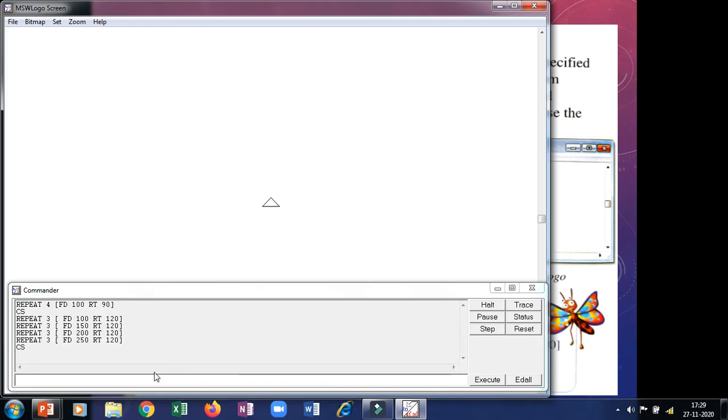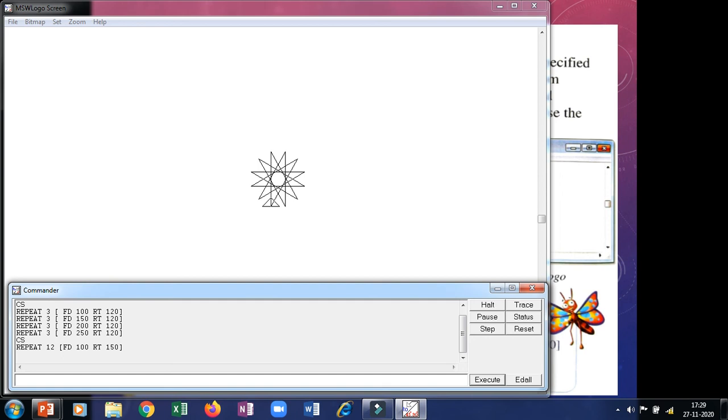So let us try this one. Repeat 12 times, FD100 RT150. Close the bracket. Now if you write the same command with a bigger number, let us take 150 instead of 100. We got a bigger design, but it's not clear. So let us draw it again.